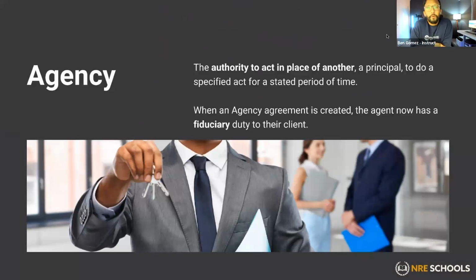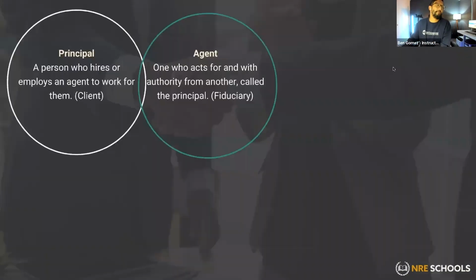So what is agency? Agency is the authority to act in place of another, a principal, to do a specified act for a stated period of time. That is what we do as agents. We have a fiduciary duty and obligation to people, and we have agency when working with our clients. They are hiring us to do a certain thing, such as sell a property, help me find a place to purchase, help me find a place to rent, or find a tenant for my property.